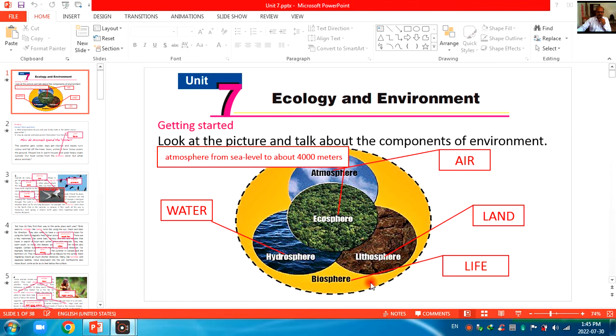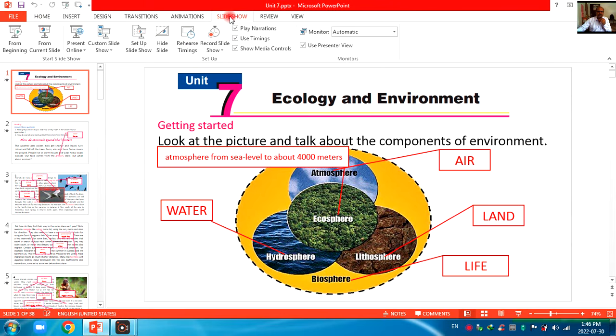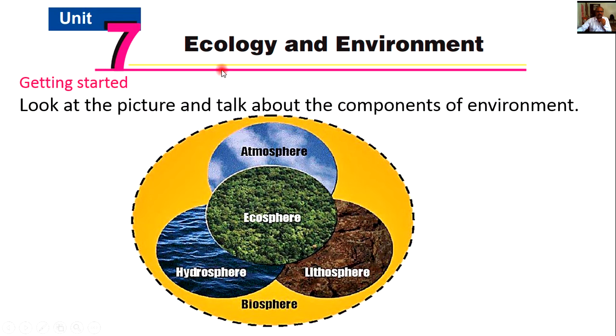Namaskar. Today, we are getting ready for Unit 7, Ecology and Environment, of Grade 9 English. Getting started: look at the picture and talk about the components of environment.